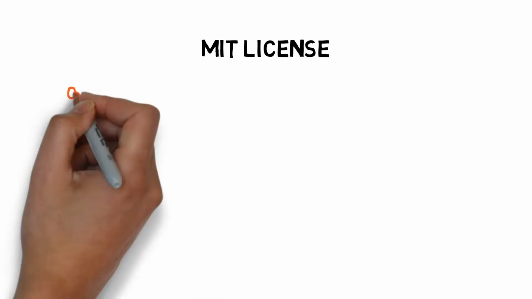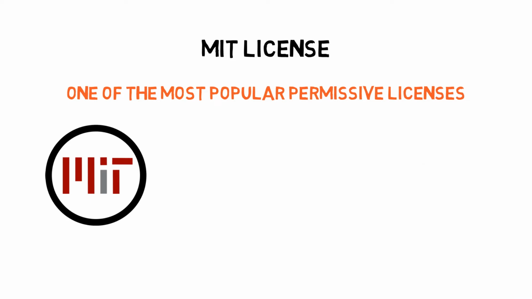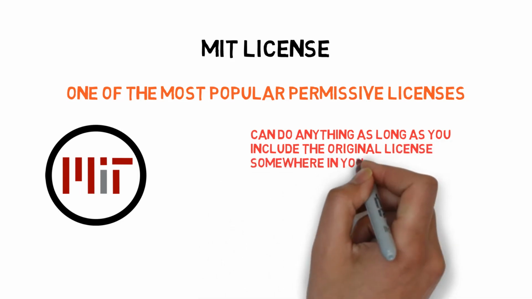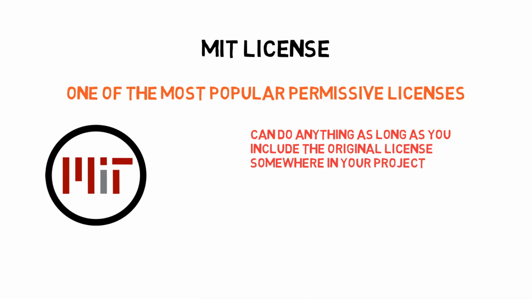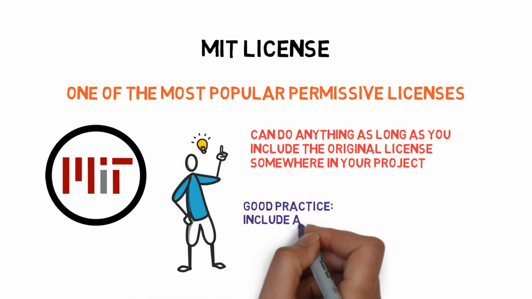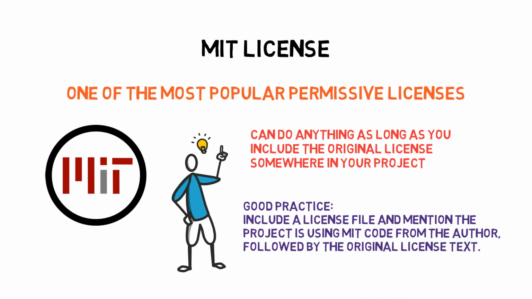The MIT license is one of the most popular permissive licenses in the world. Its terms are very short and simple. You can use MIT code to do anything in your project as long as you include the original license somewhere in your project as a means to give credit to the original author. A good practice for that is to include a license file in your project. Put some lines mentioning that your project is using MIT code from the author, followed by the original license text.